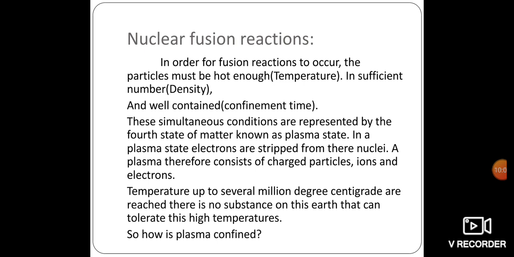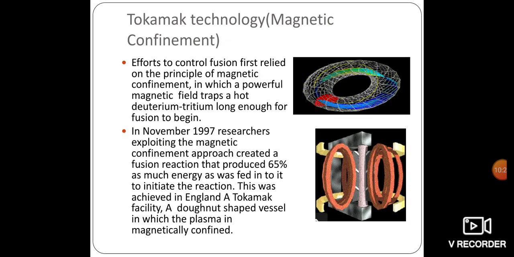It means that in the plasma state, the electrons are removed from the nucleus, from the atom, and only charged particles are there, that is, ions and electrons. Temperatures up to several million degrees centigrade are reached. There is no substance on this earth that can tolerate this high temperature. So how is plasma confined then?